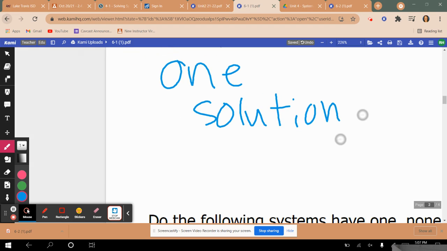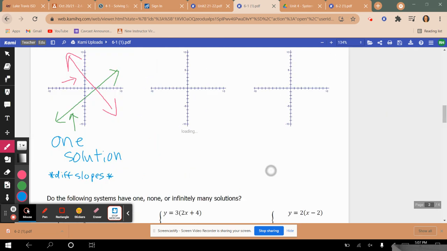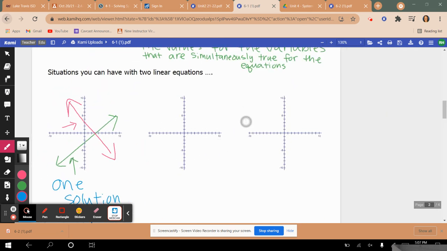And then you can put a little note. They have different slopes. Okay. Now, our second situation would be one that you had this line right here.